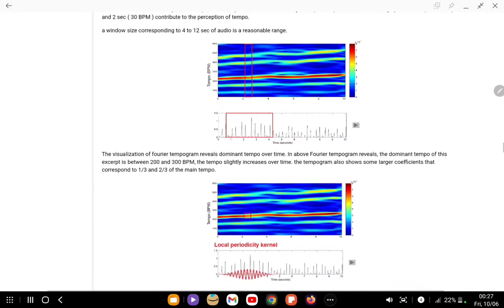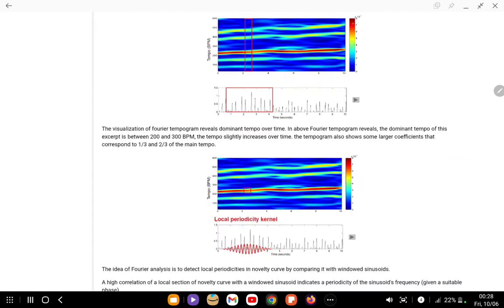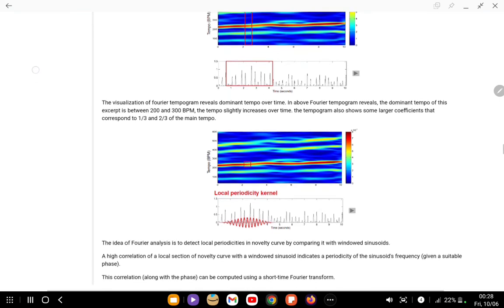So now, what does this tempogram denote? If you look at this tempogram, you can see that there's a red curve here, the red signal, which has the highest value. So it denotes that a dominant signal is roughly between 200 to 250, around 220 or something like that, and it's slightly increasing with time. The color denotes the strength of the signal. So we have some weaker signals here, but the major signal is roughly around 220, which is the tempo the signal has.